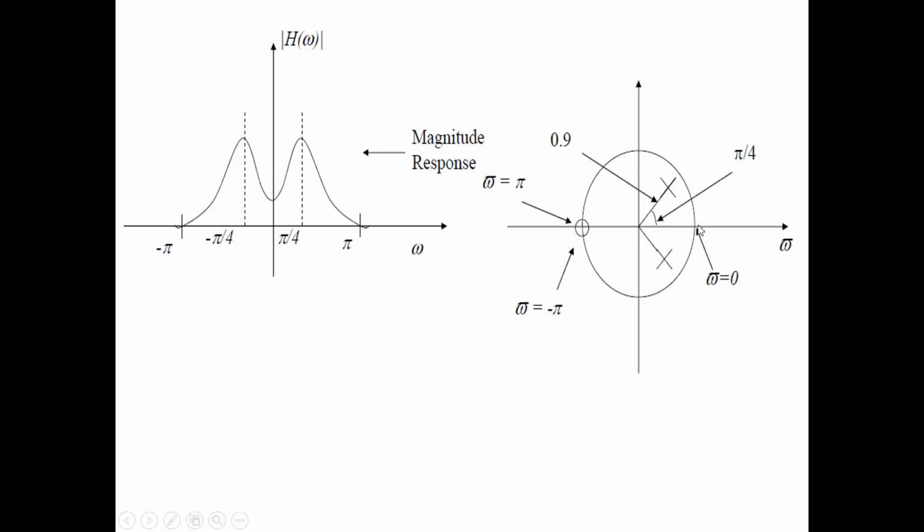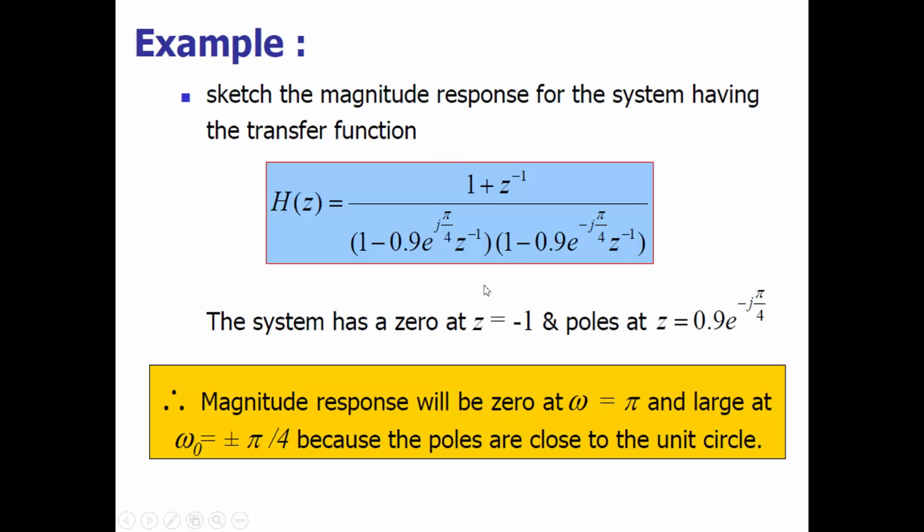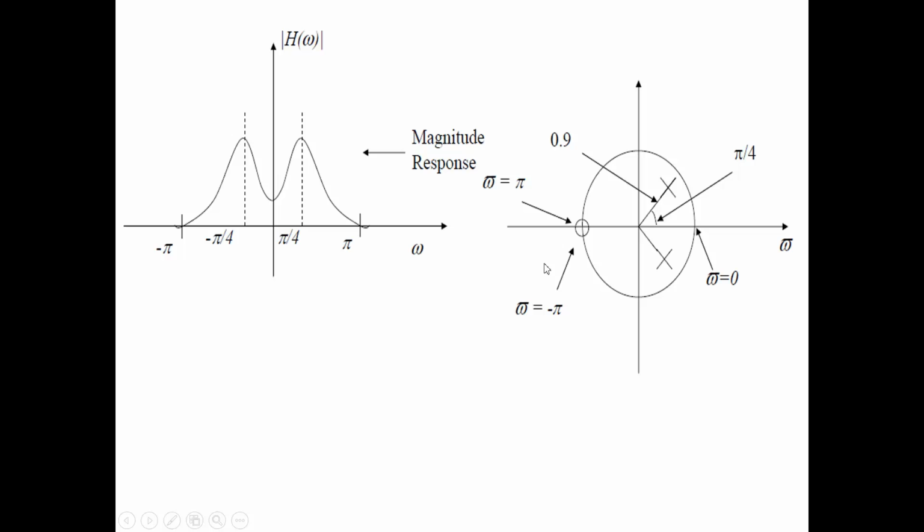Omega equal to 0 starts from here, right? And since the poles are inside the unit circle, it is a stable system, and one zero lies at z equal to minus 1. So the zero lies here, that means omega is equal to pi. So at omega equal to pi, the magnitude response will go to 0. This zero tells us that the magnitude response will go to 0 corresponding to omega equal to pi.